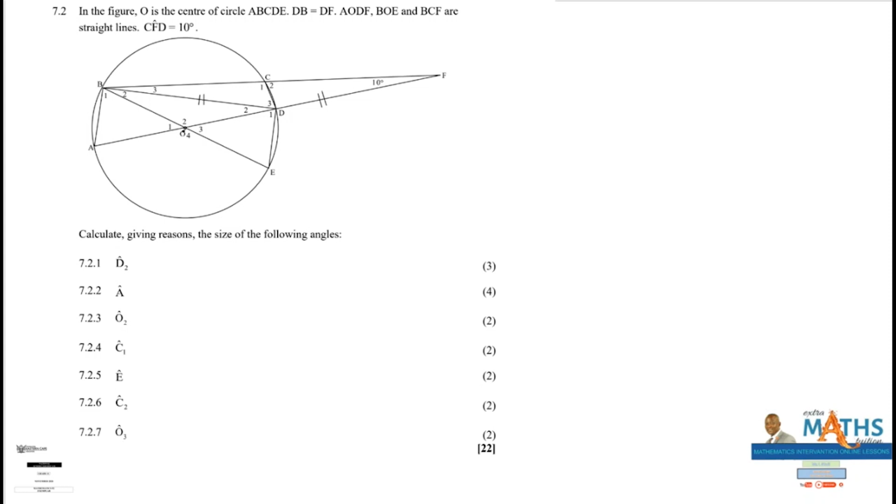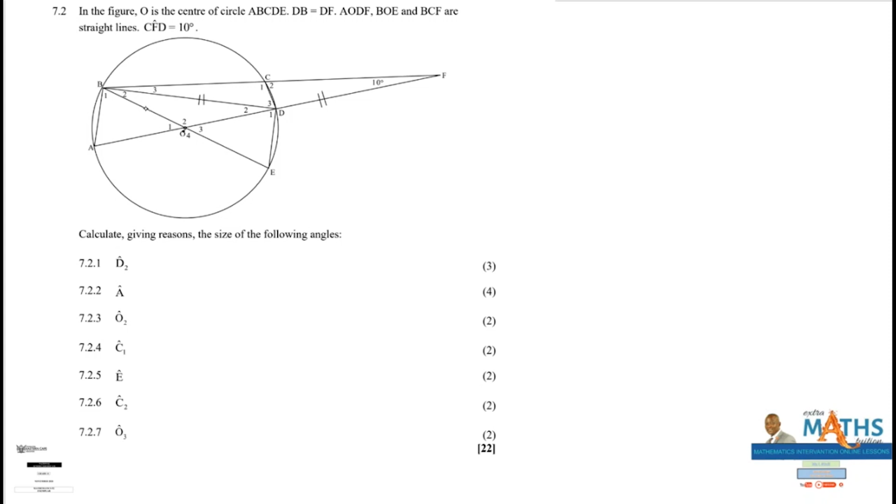7.2, I hope you understand now that we don't jump to the questions. We invest 1 or 2 minutes and try to analyze the diagram with the given statement. Let us do that, guys. In the figure, O is the center of the circle A, B, C, D, E. Wait a minute and look at the center. There is our center. Our center is O.